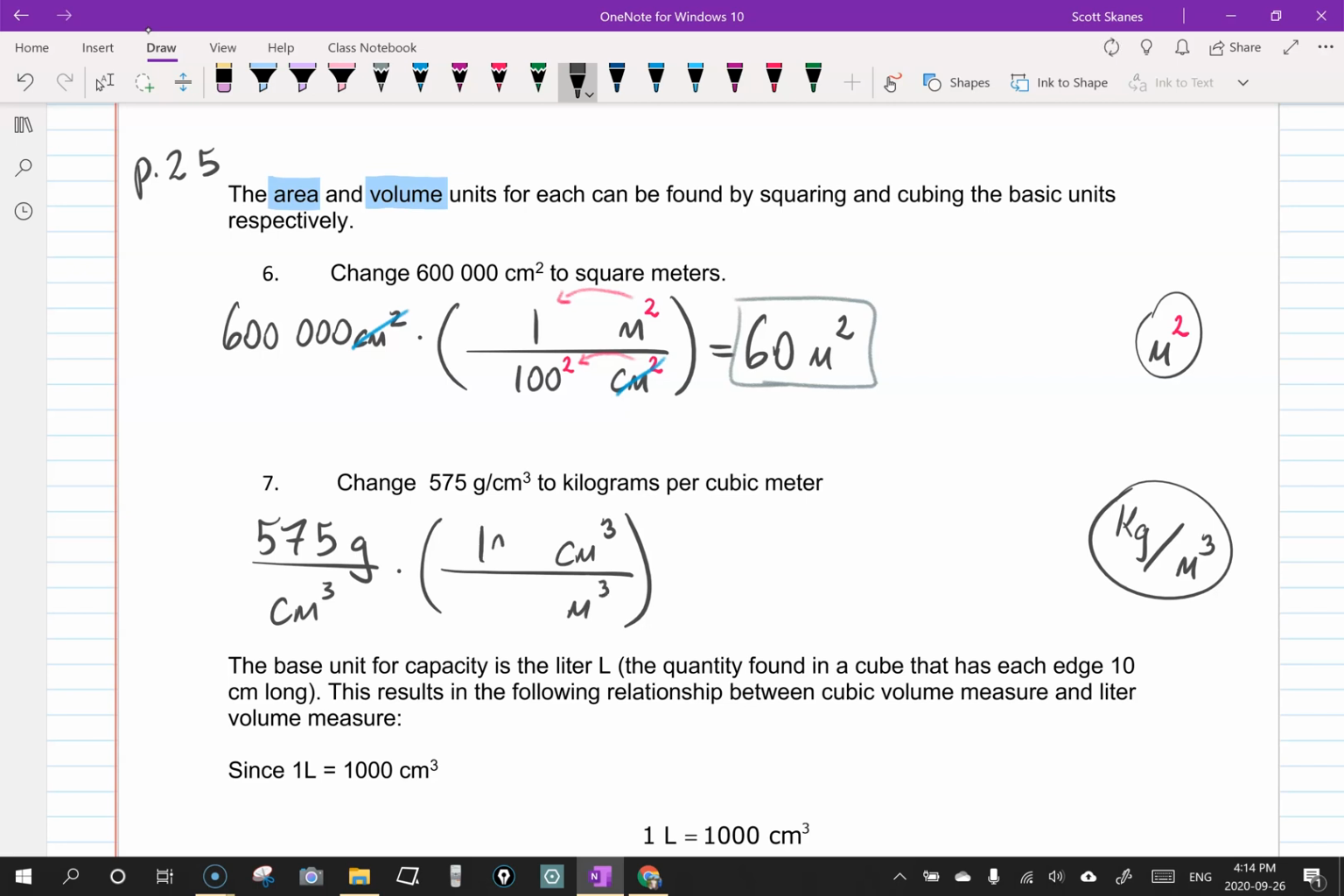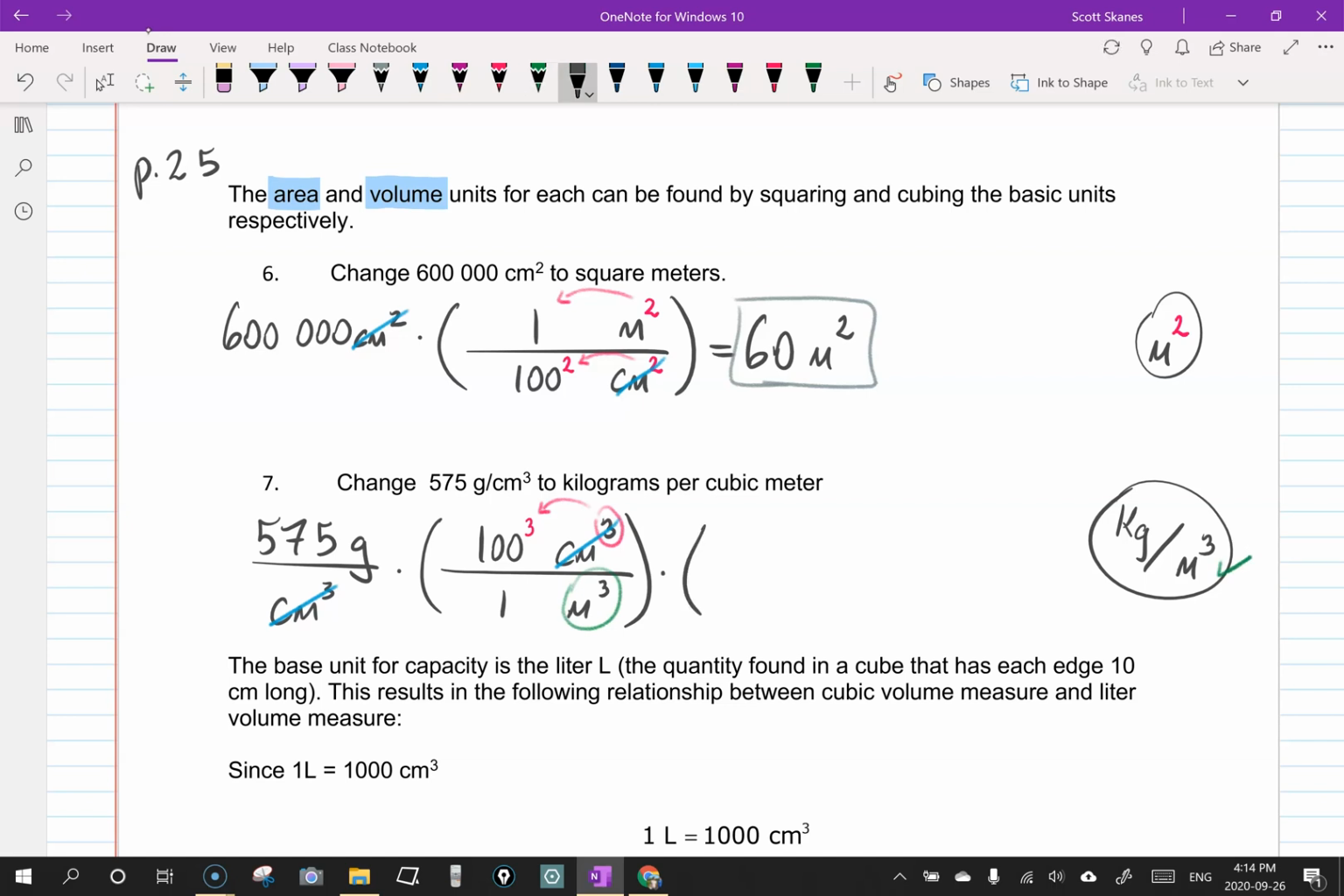We know there's 100 centimeters in 1 meter, but because we see this 3 here, we need to actually cube the 100 that we have. And that, again, is the only difference. What that will do is it will cancel out our centimeters cubed on top and bottom, leaving us with meters cubed on bottom, which is excellent.